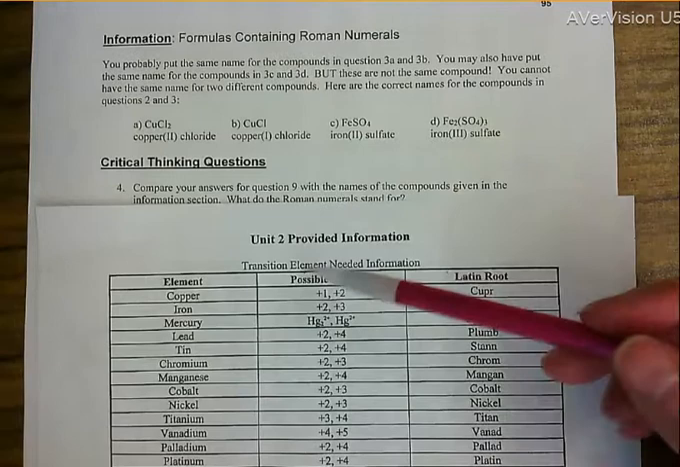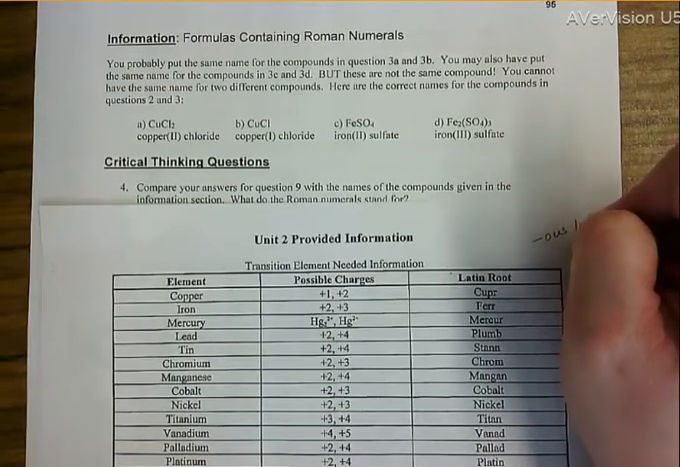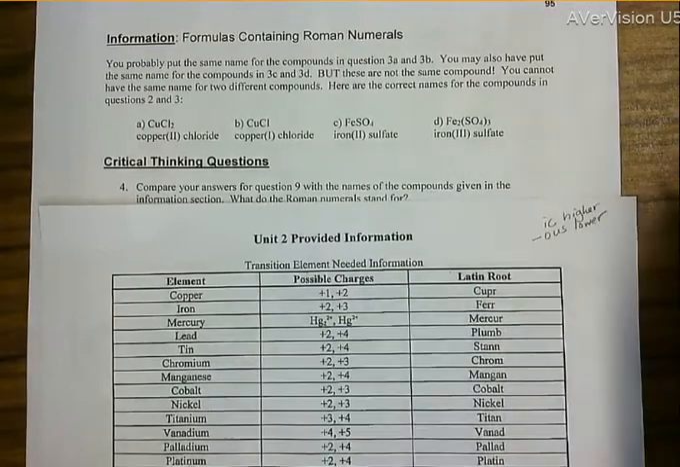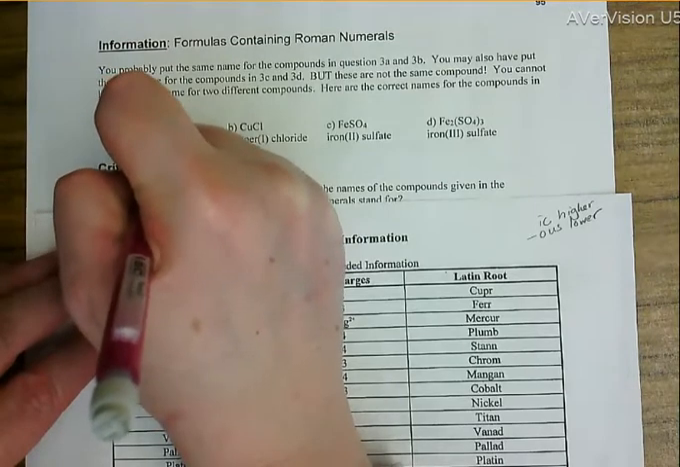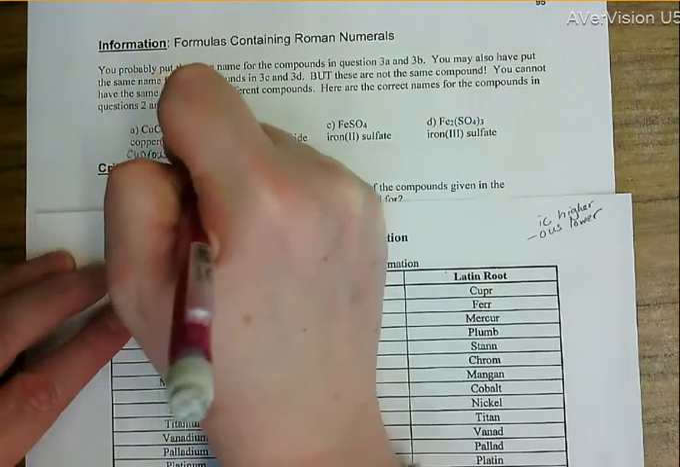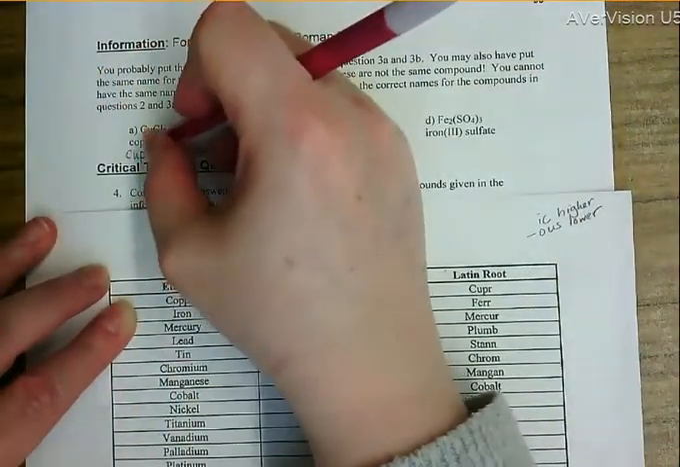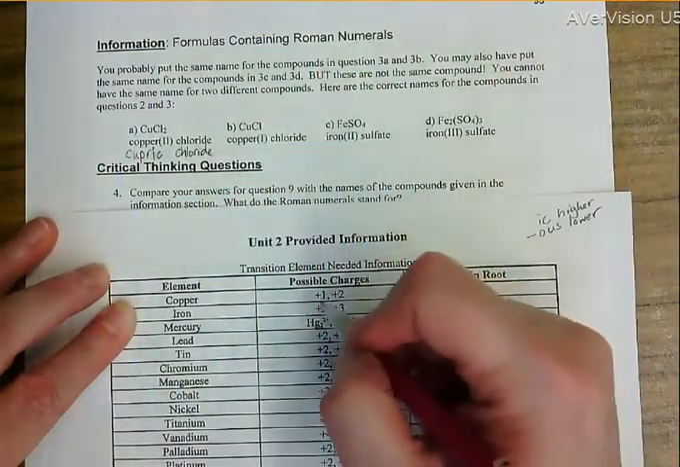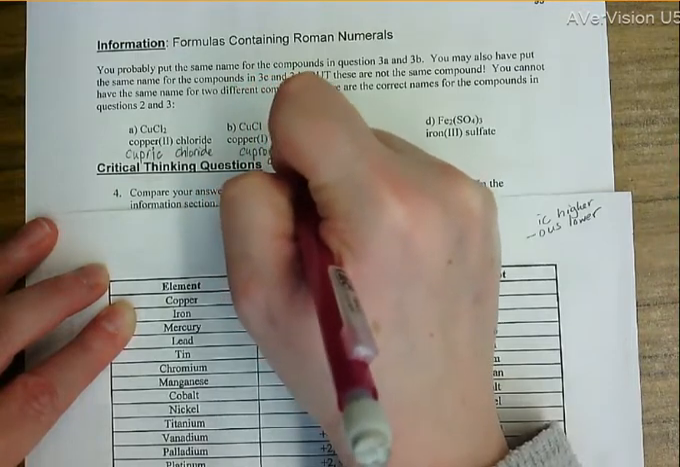So, again, copper with a +1 is the lower. When I'm doing the classical system, the -ous suffix goes on my lower charge, and the -ic suffix goes on my higher charged one. So, copper with a +1 would be cuprous chloride. This one is the higher charged one, so it should be cupric. +1 is the lower charged one, so it's cuprous chloride.